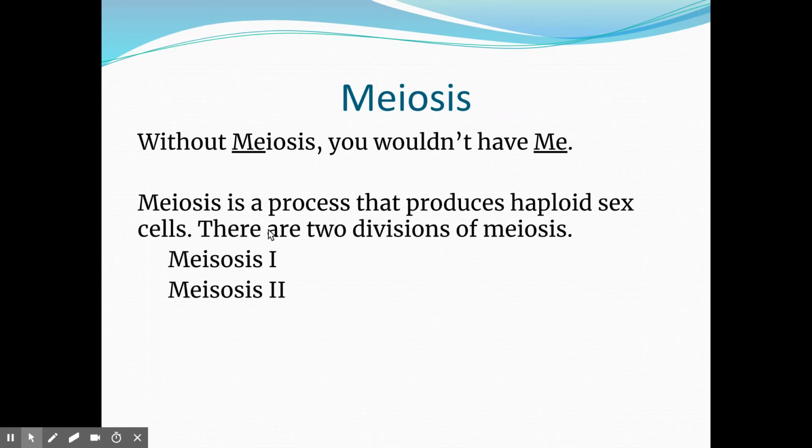Okay? So meiosis is different from mitosis. Meiosis is a process that produces haploid sex cells, and there are two versions of meiosis, meiosis 1 and meiosis 2. Now there's an easy way to remember meiosis. The way we think about it is this: without meiosis, you wouldn't have meat. Meaning that meiosis only occurs in humans. So think of me talking about people. So that's the way to connect.